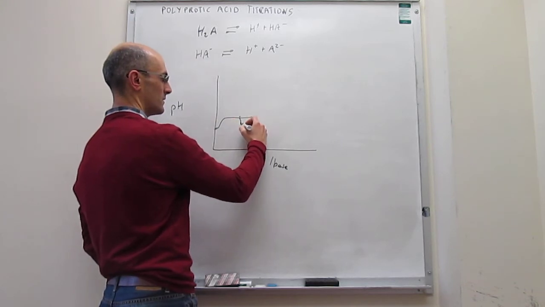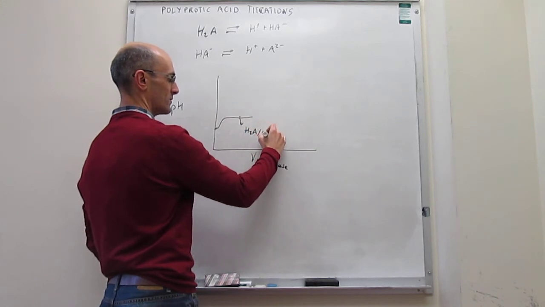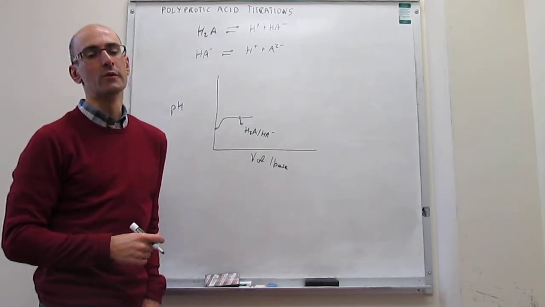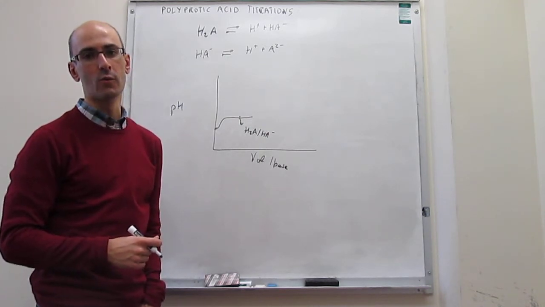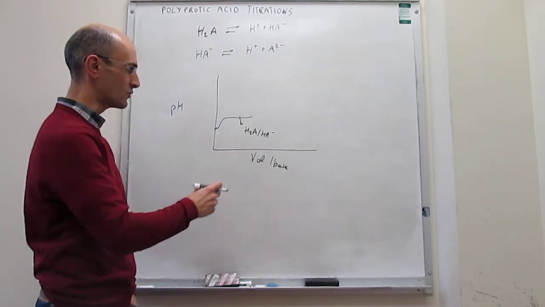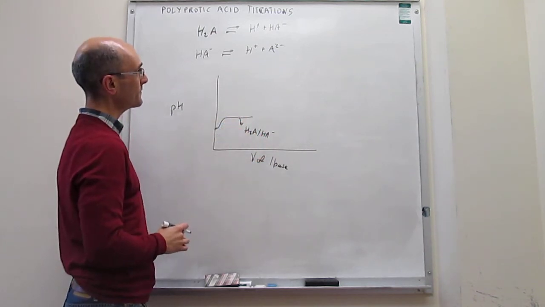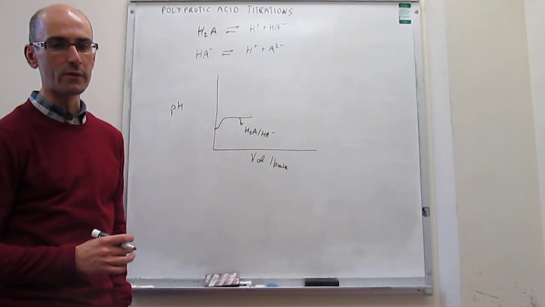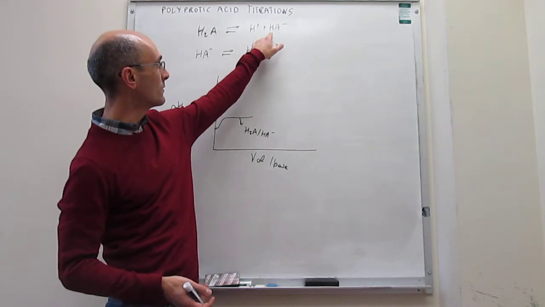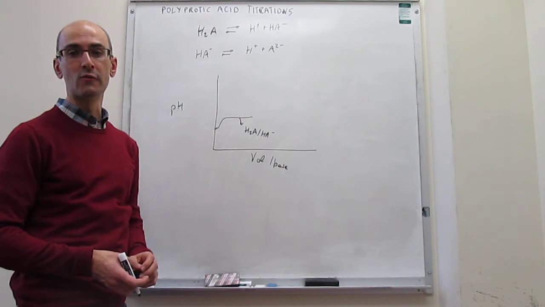At this particular point, you have what we call the H2A, HA- buffer, and right at the first half equivalence point, the pH will be equal to the pKa1. Those concentrations will be exactly identical. If you continue to add base, you will continue to displace this equilibrium to the right, and eventually you will come to the first equivalence point.